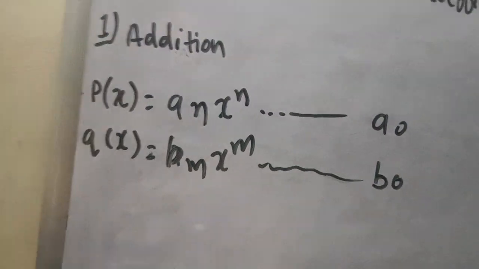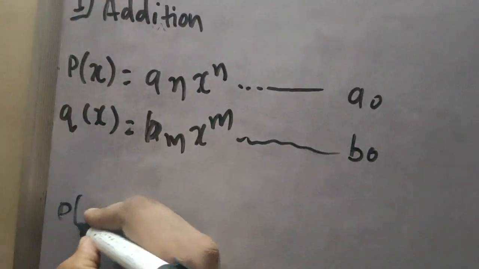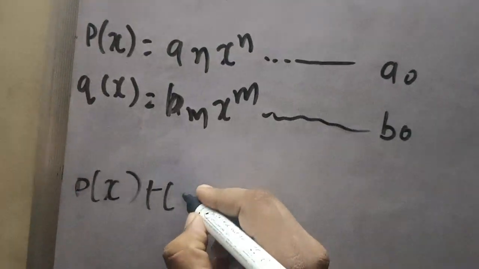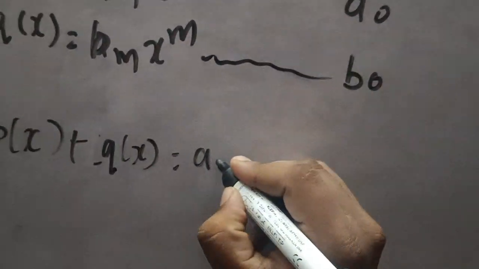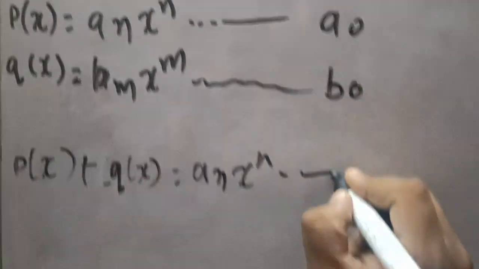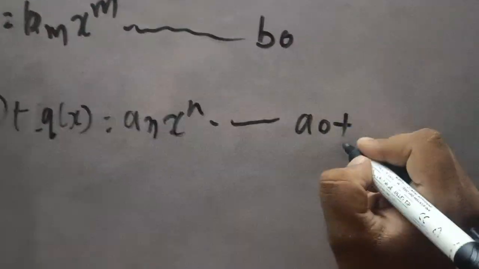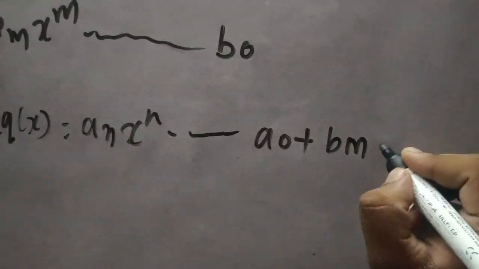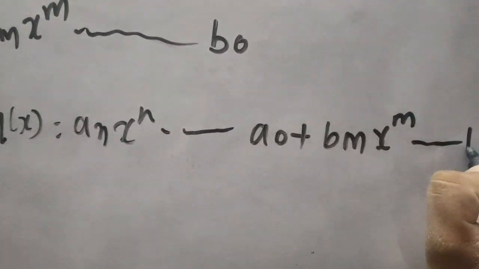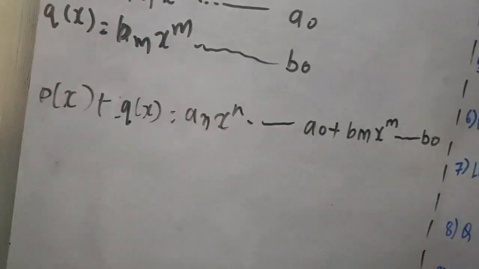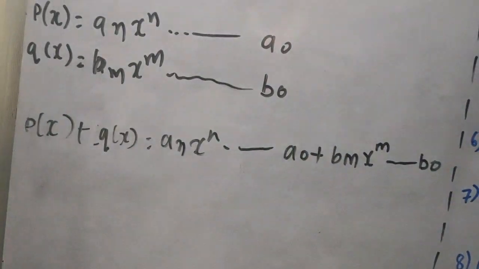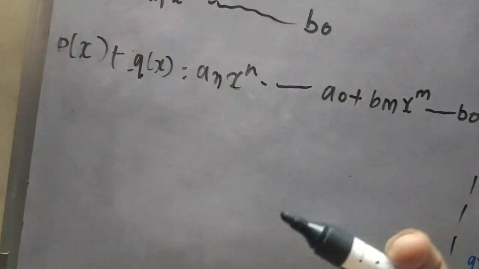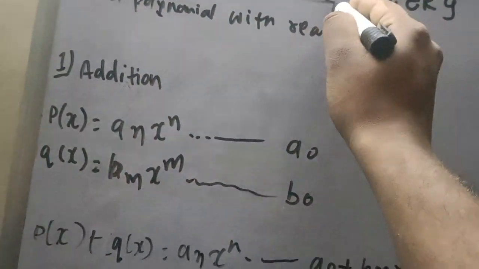Okay, now let's add. Let's see what will happen if we add this. When we add px plus qx, what we'll get is a_n x^n all the way to a_0 plus b_m x^m all the way to b_0. If you look, this whole expression is still a polynomial with real coefficients. So yes, indeed this satisfies this property. So is addition satisfied? Yes, absolutely satisfied.